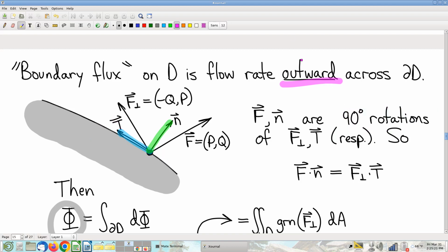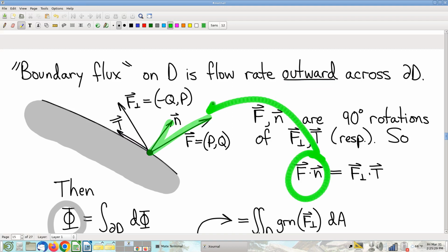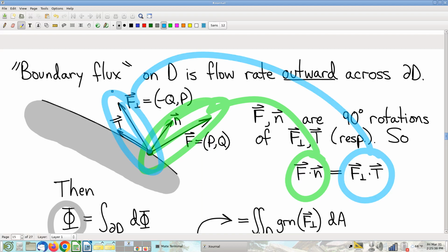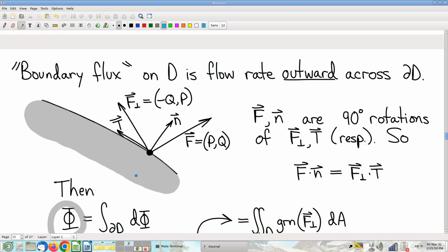Let's see if I can get all this back. So, punchline of all of this: the dot product F dot N is the same as this dot product, F perp dot T. So the green dot product equals the blue dot product. Is everybody with me? Now I'm just going to set that aside for the moment. Now let's get to actually computing a boundary flux.